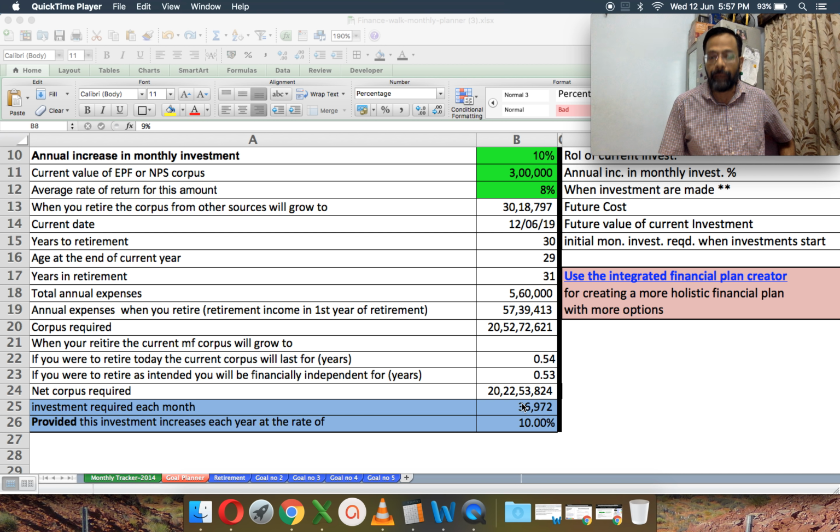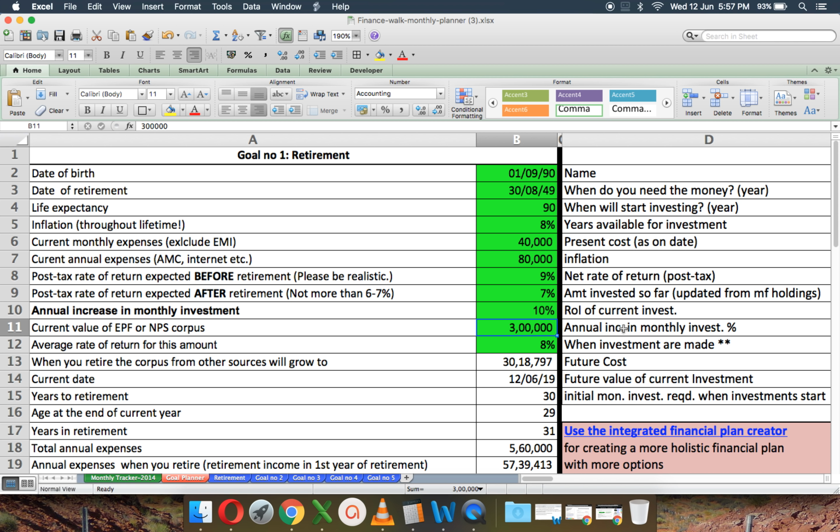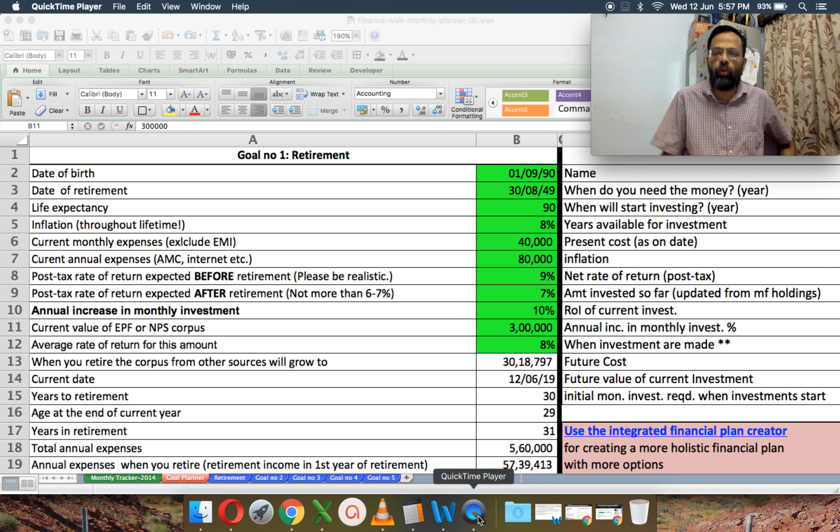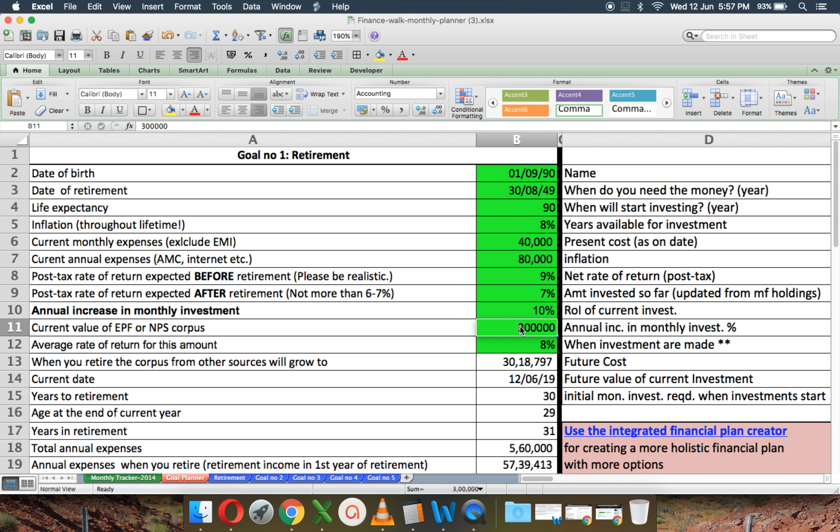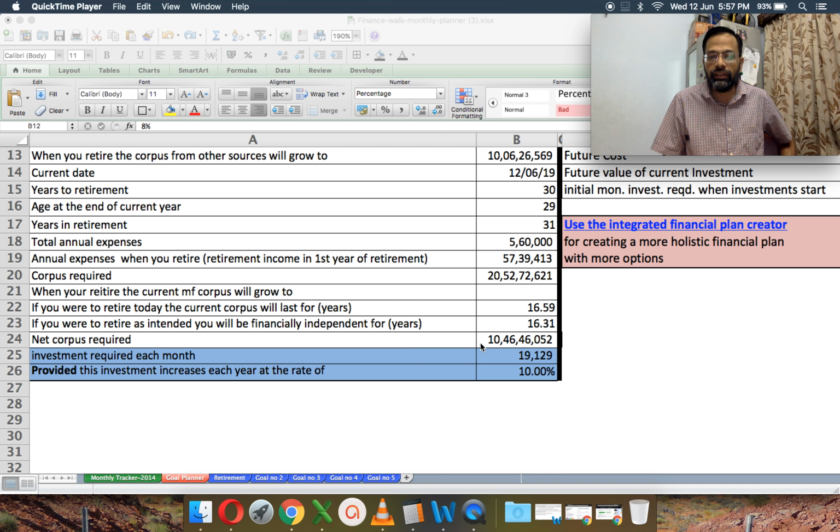So suppose, instead of 3 lakhs, this person has some overall current investments of 1 crore, just for the sake of argument. Look at what happens to this. This will immediately become about 16 years. If the person had to retire today, he can be financially independent for 16 years. Same when he retires at 59 or 60.